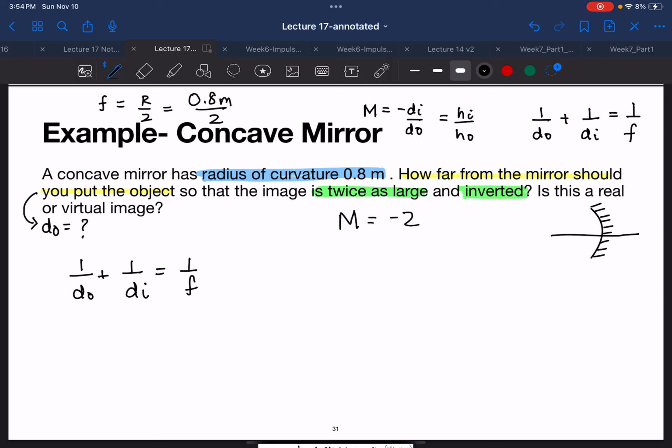And then using this for magnification, we know that minus di over d0 is equal to m. So we can use this to at least write the image distance in terms of the object distance. So we have -2 equals minus di over d0. I multiply both sides by object distance, and divide by a -1. And I get 2 times the object distance is equal to the image distance.